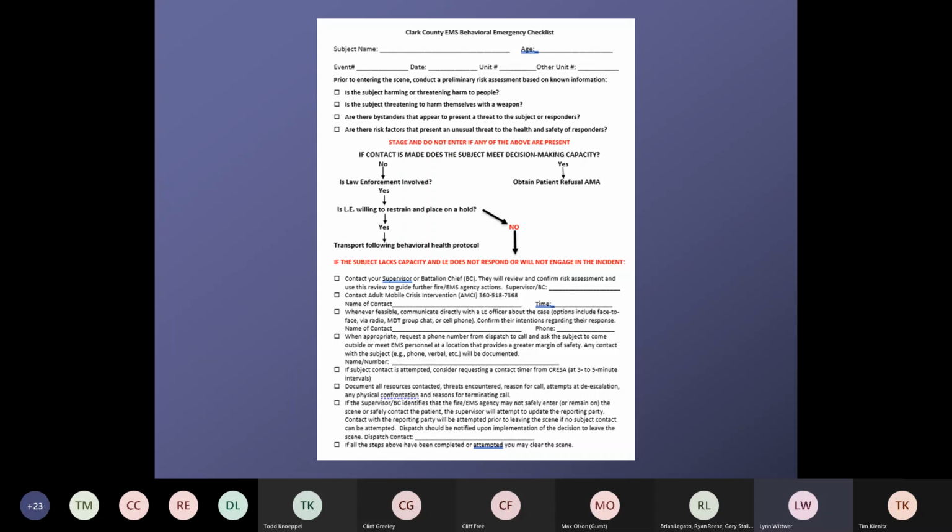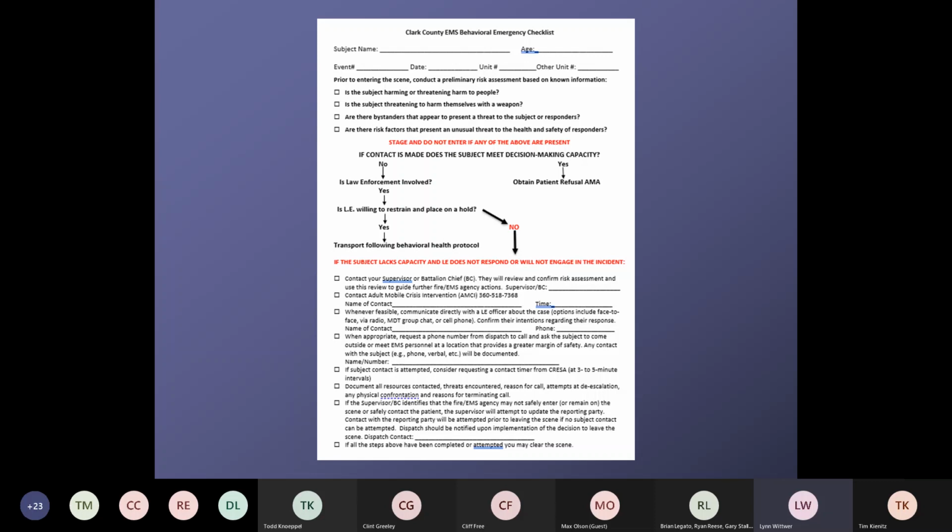So this is your behavioral checklist, and it has a list of risk assessment. Is the subject harming or threatening to harm people, or is the subject threatening to harm themselves with a weapon? Are there bystanders that appear to present a threat to the subject or to responders? That happens. Are there risk factors present that present an unusual threat to the health and safety of responders? It says stage and do not enter if any of the above are present.